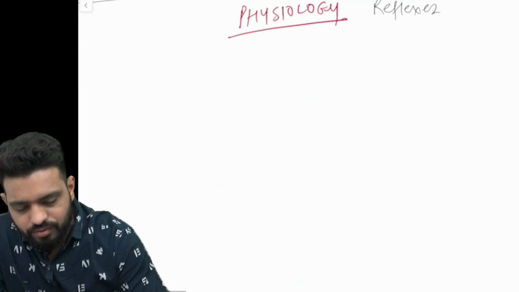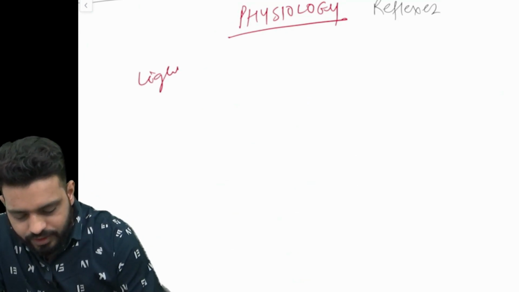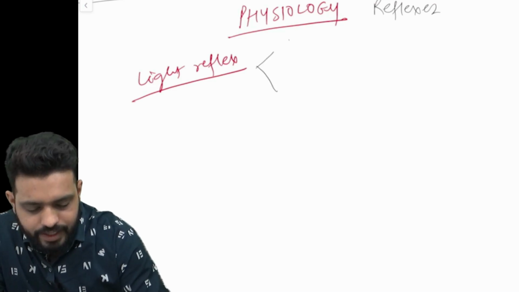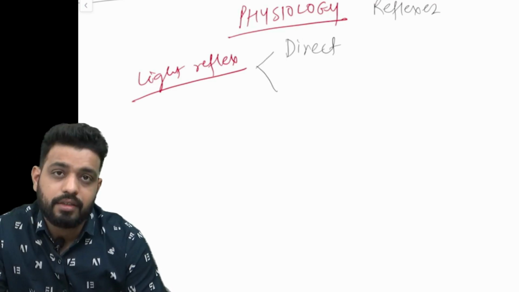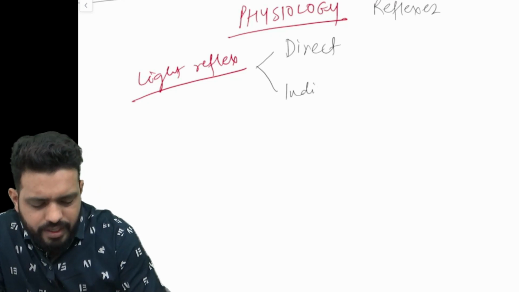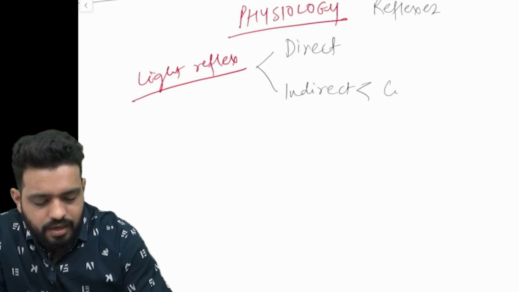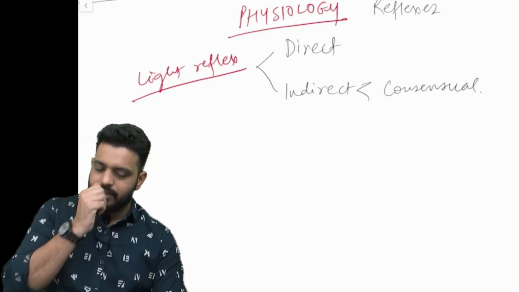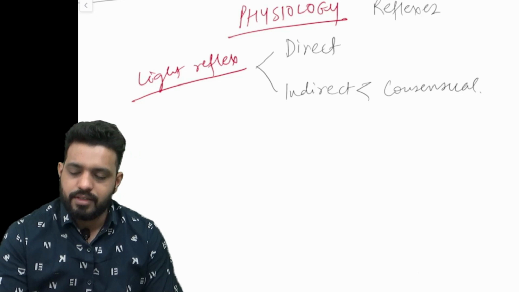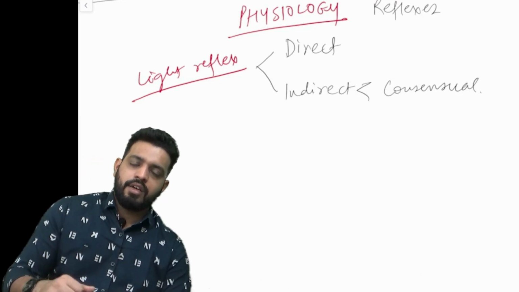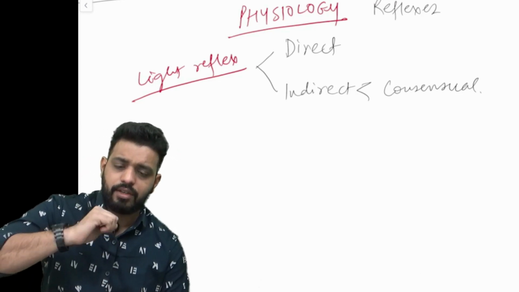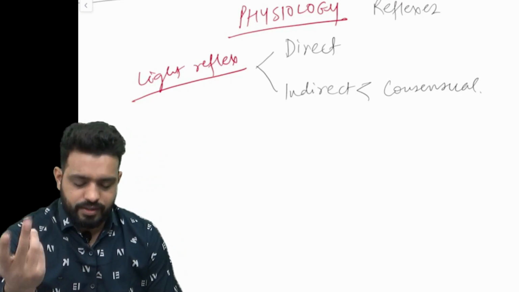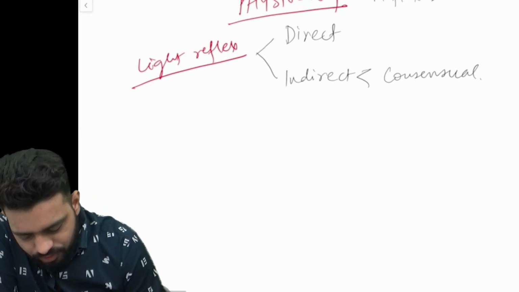More important for you here would be the light reflex. When we talk of light reflex, it can be direct or, as you can guess, indirect. But a better term than indirect is consensual light reflex. As the name suggests, this is a response of the pupil to light. Whenever you show any light or you put any light in the eye, how the pupil reacts is the light reflex. Now, let's have a look at the pathway.